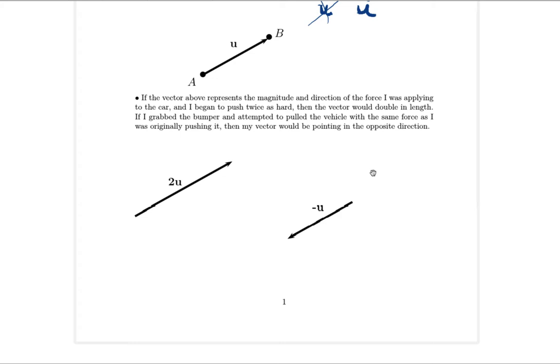If I begin to push twice as hard, then we would represent that by just doubling the length of our vector. Let me put a little 2 in front of the original vector to indicate we've doubled the length. Now if instead I grab the bumper and attempt to pull the vehicle the other direction with the same force, then I would say it's negative U, because it's the same length, but in the opposite direction.